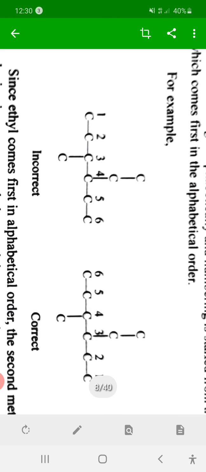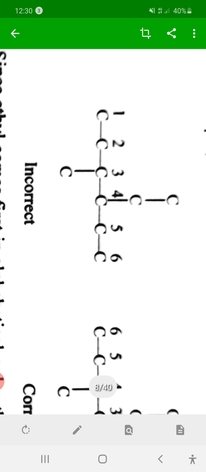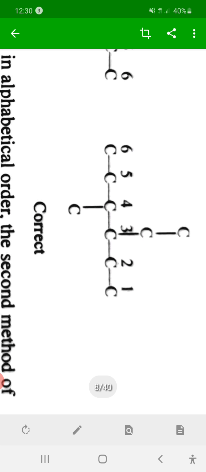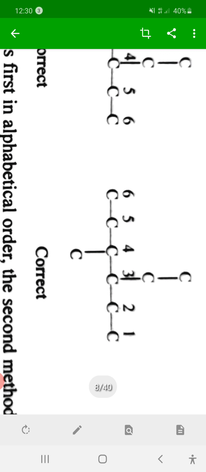As like this, here 1, 2, 3, 4. Here 3 plus 4, 7. Here also 3 plus 4, 7. But here, ethyl and methyl substituents are there. Ethyl and methyl: 2 carbons ethyl, 1 carbon methyl.